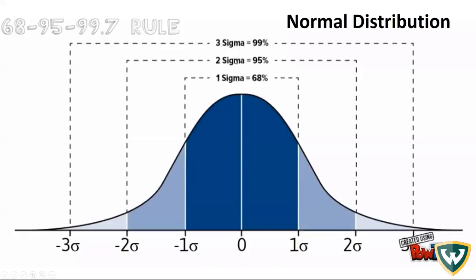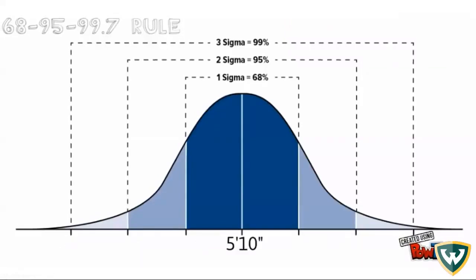Similarly, we assume that 95% of the points lie two standard deviations above and below the mean. Similarly with 3. And then we also assume that there is very little data that you can observe that is 3 standard deviations below or 3 standard deviations above the mean.